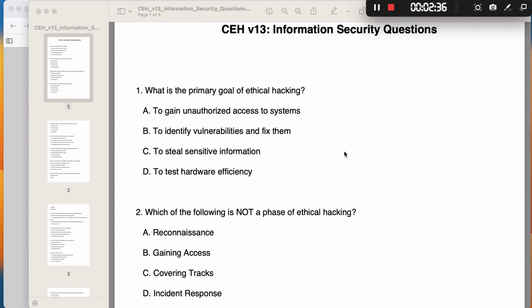The correct answer is B, to identify vulnerabilities and fix them. Ethical hacking is going to identify vulnerabilities. That's your primary job, to identify them, document them, and hopefully, working with the other departments in the organization, fix the vulnerabilities. So let's move to the next question.